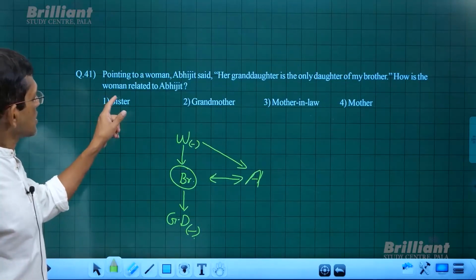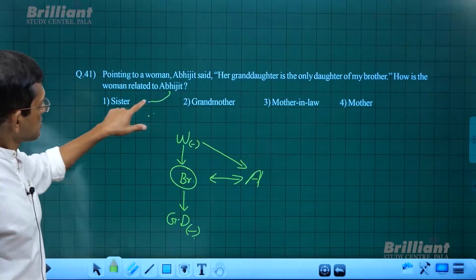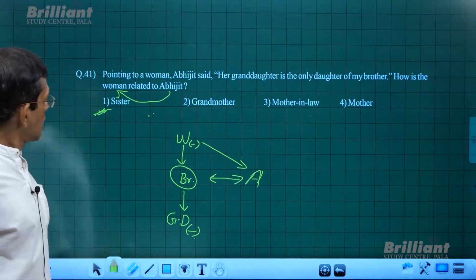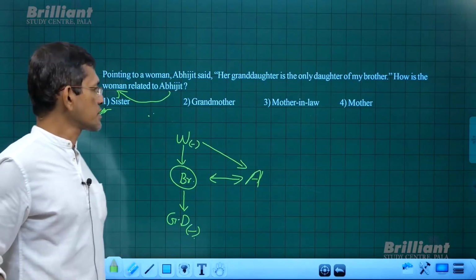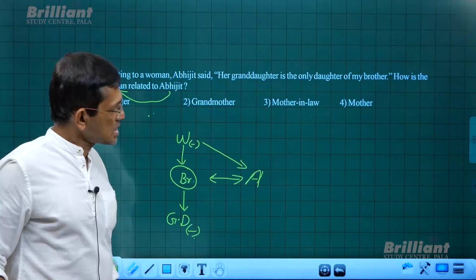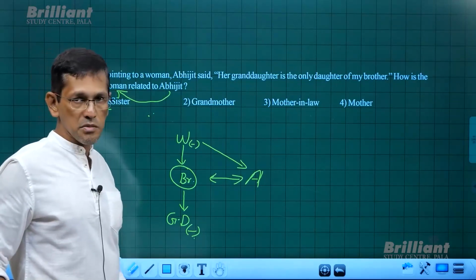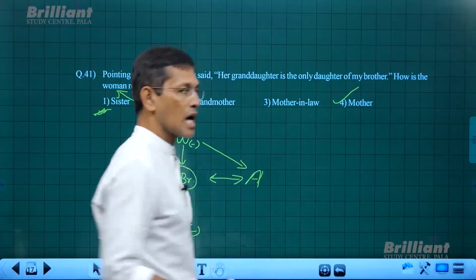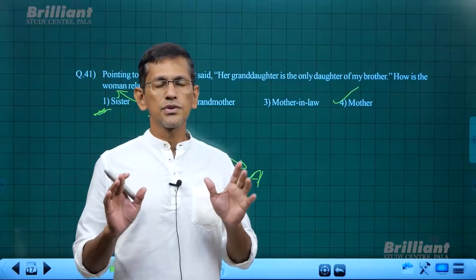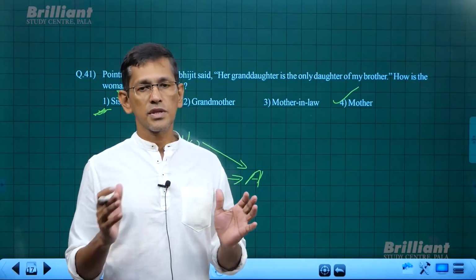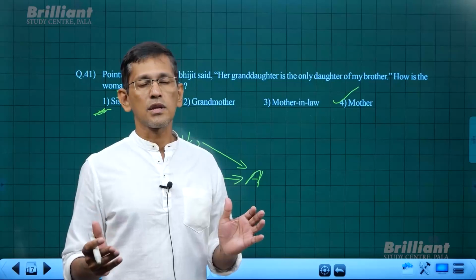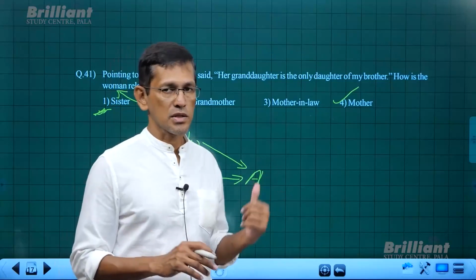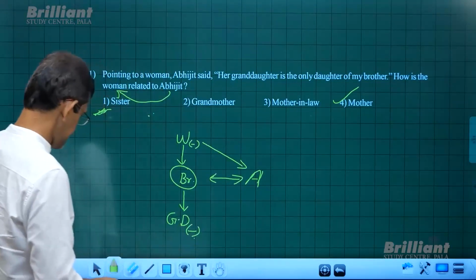So how is the woman related to Abhijit in that case? From Abhijit's point of view, who is that woman? Mother. In this case, we don't have any confusing answer choices like data inadequate or cannot be determined. So we confirm the answer is mother. However, just to make you aware of similar types of questions, if it comes with the answer choice data inadequate, you have to be aware of a second possibility here. Let's take a look at what that second possibility is.